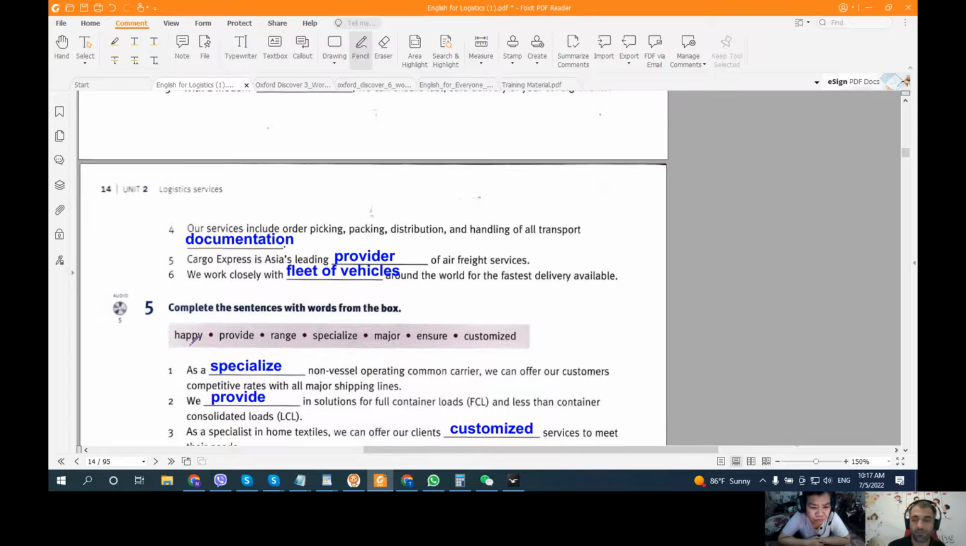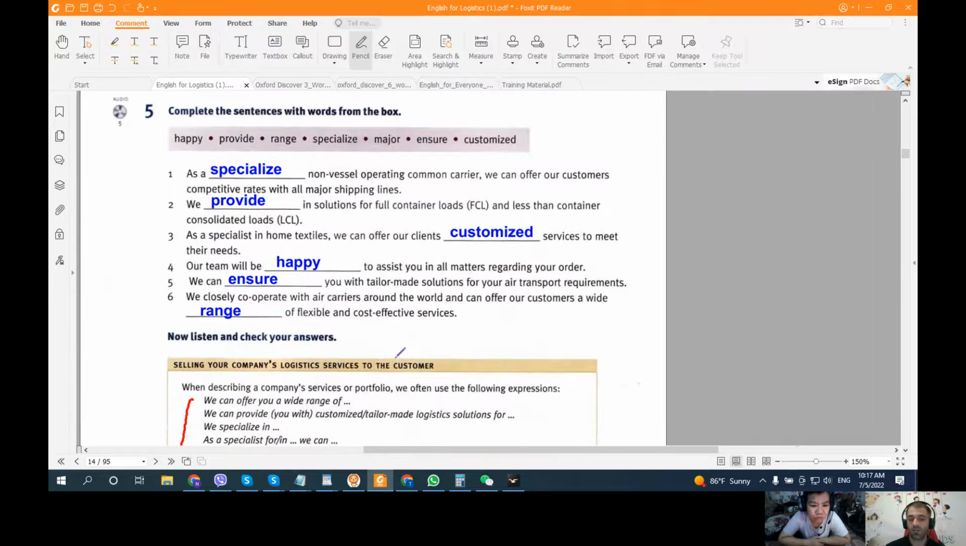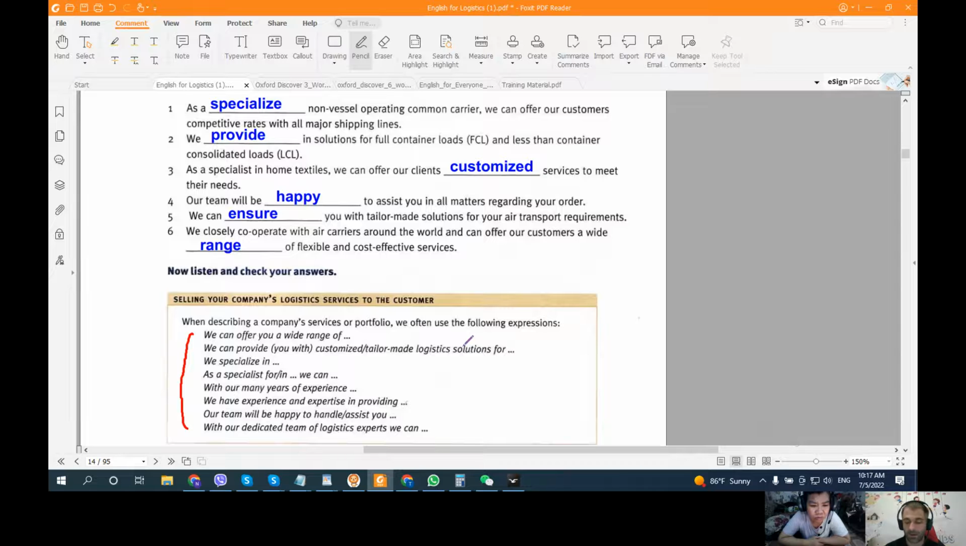Okay, and can you please tell me what is something that you would like to do to improve your company? How can you improve what your company offers? How can you improve your service? What is something that you can do to improve your service in the company?